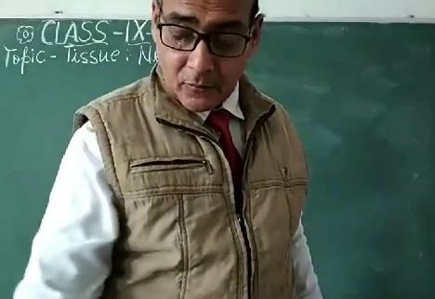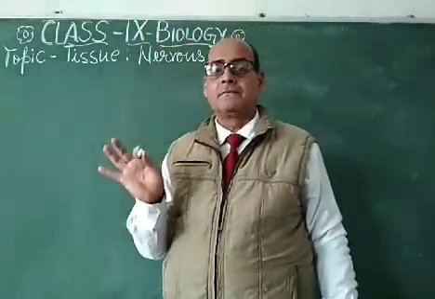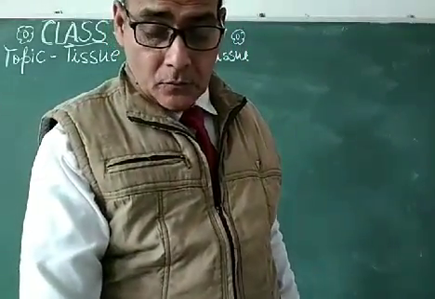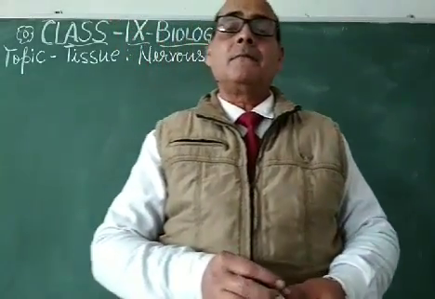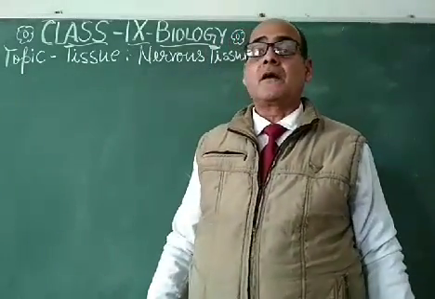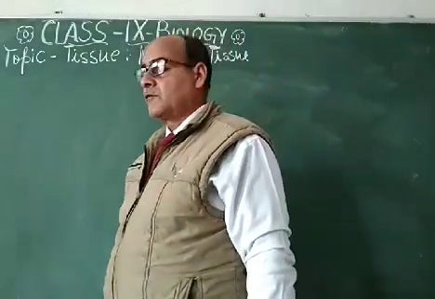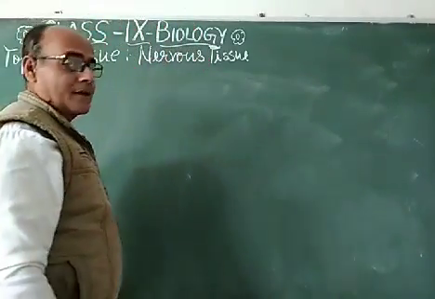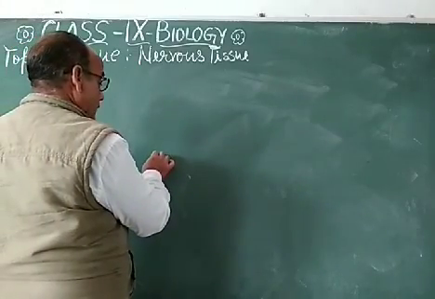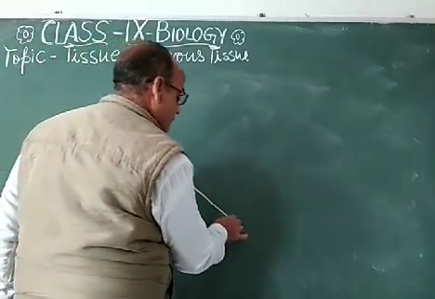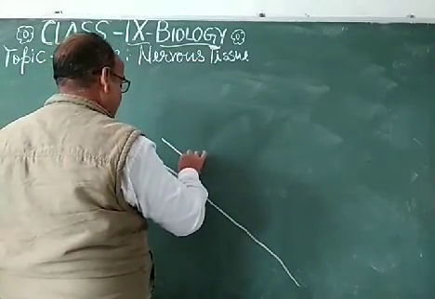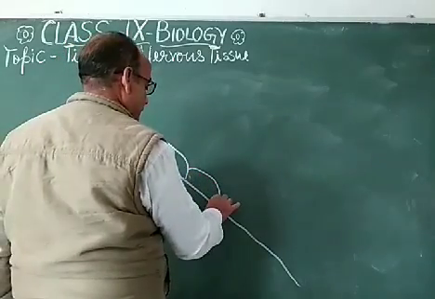Dear students, let us discuss the detailed structure of a neuron. The detailed structure of the neuron will provide you the exact concept of the structural organization of the nervous system and nervous tissue, as well as the functional concept of the nervous system. So let us discuss the detailed structure of the neuron. Dear students, a neuron is made up of axon and cyton.